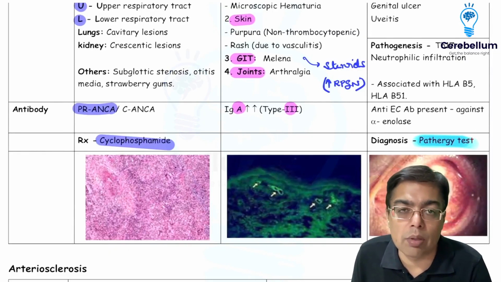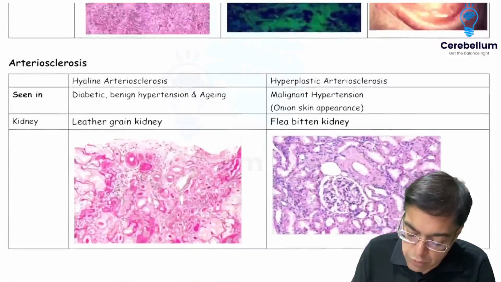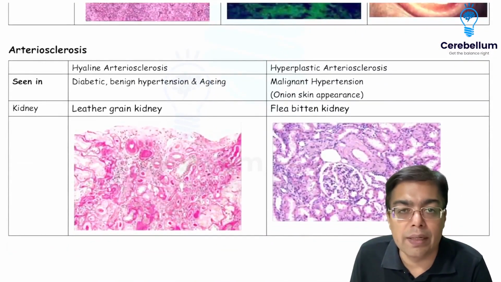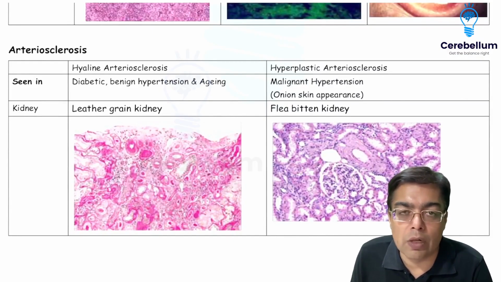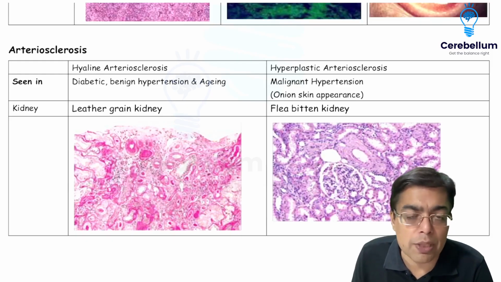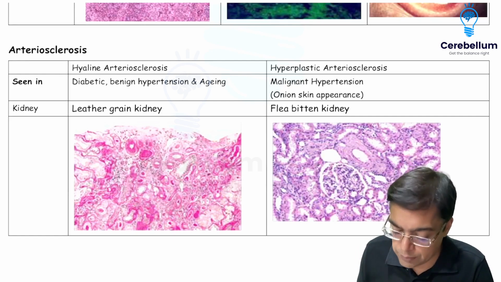Having a word about examples of conditions where we are going to be having blood vessel involvement, that's something that we have made a mention of in our discussion of the kidney chapter as well. Hyaline arteriolosclerosis is associated with diabetes, hypertension, and aging, and is responsible for causing leather grain kidney, whereas hyperplastic arteriolosclerosis would be associated with flea-bitten kidney in the patients.